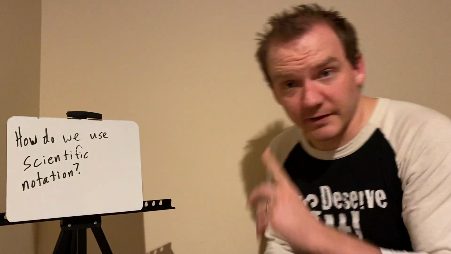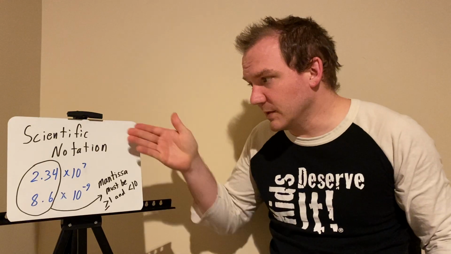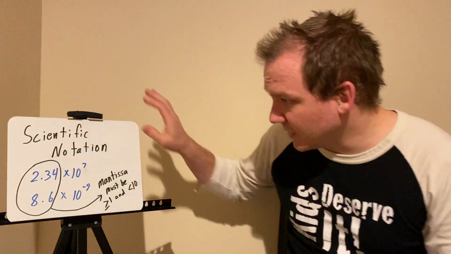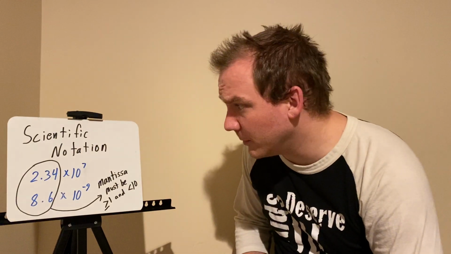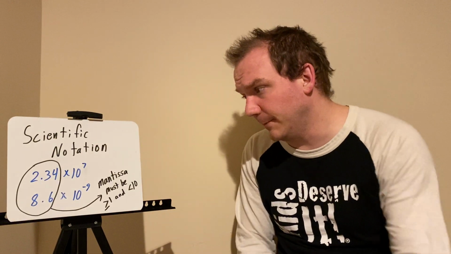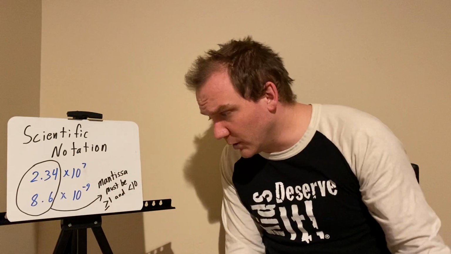Why do we use scientific notation? The first thing you want to talk about is there's two real big things you want to understand. What is scientific notation? That's when you're writing either really large or really small numbers by multiplying by a power of 10. Sometimes that power of 10 is a positive power. That means you're doing a really large number.